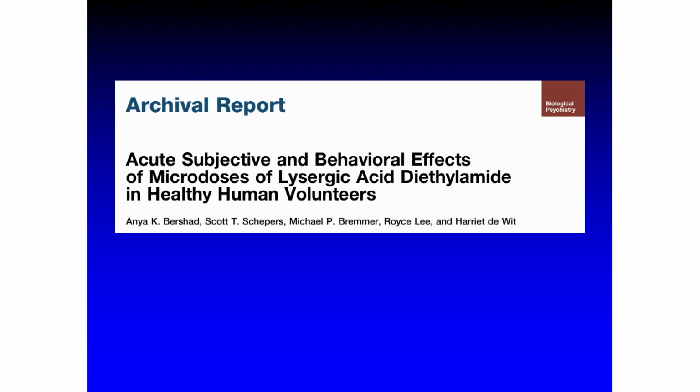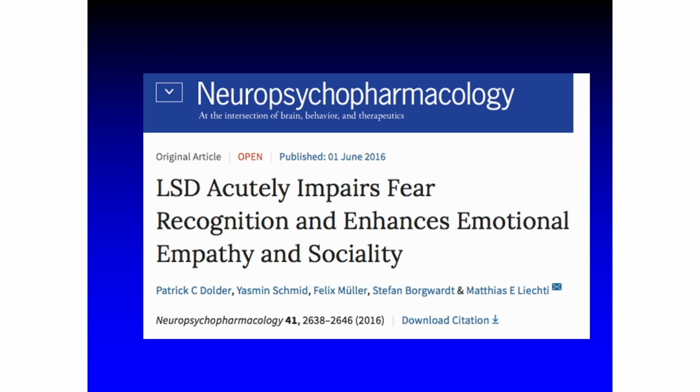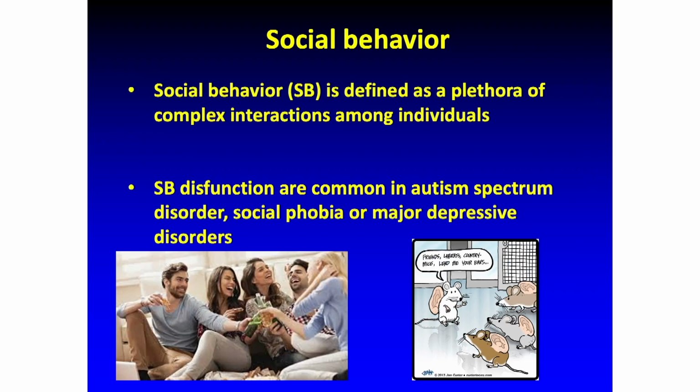Here in Switzerland, of course, there is Professor Liechti, who strongly studies the impact of low and higher doses of LSD on social behavior. But how can social behavior be defined? Social behavior is something shared by all mammals and all individuals, and it can be defined as a plethora of different interactions among individuals. Dysfunctions of social behavior are common in different psychiatric disorders, such as autism spectrum disorder, social phobia, and major depressive disorder.